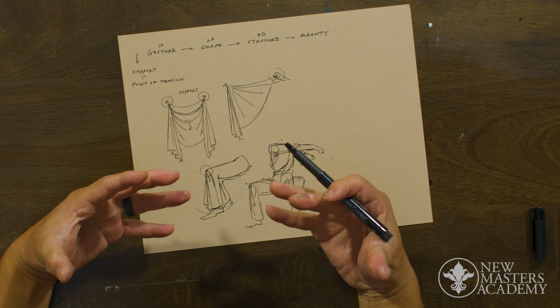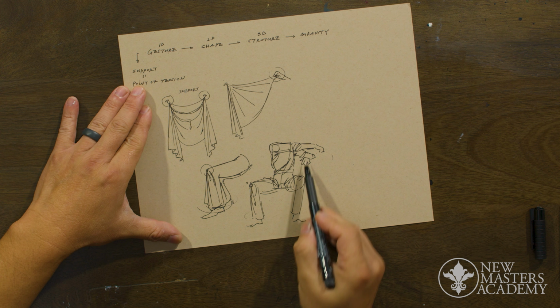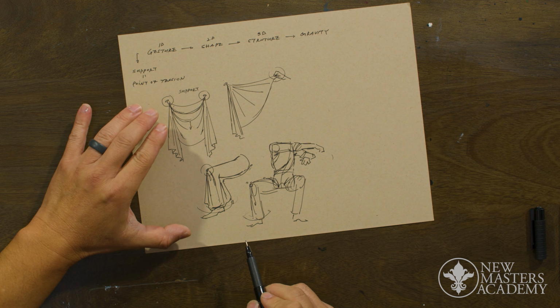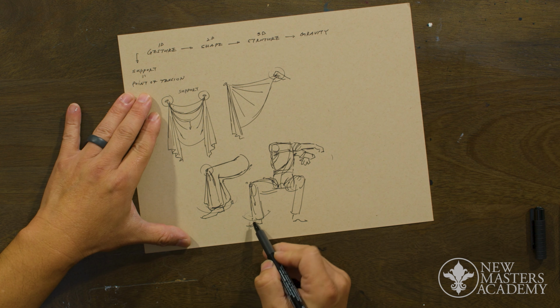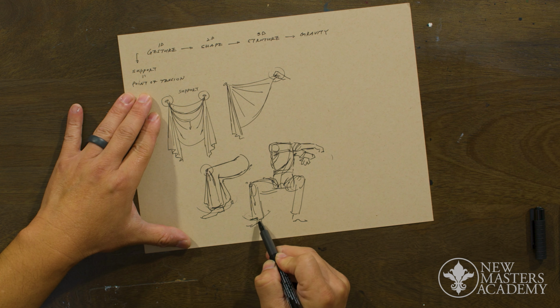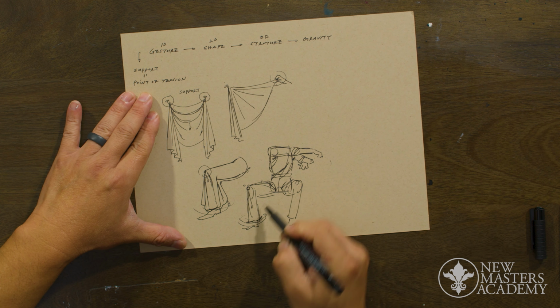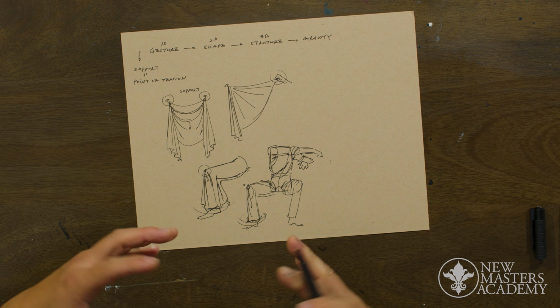Those are the best places to suggest volumes. Because a lot of times, right in this area, I tend to wrap around a little bit more than what I see to reinforce the perspective a little bit. I really want to feel that wrapping, so you can get a sense of that volume.